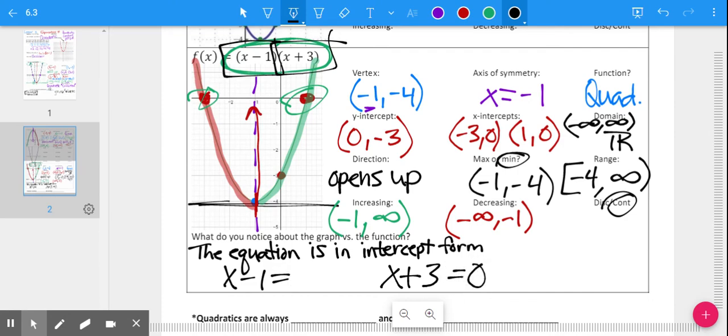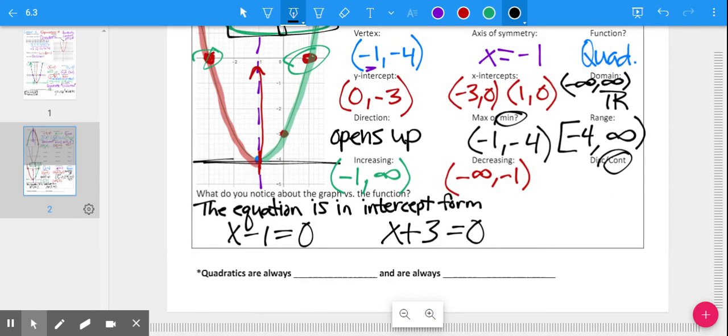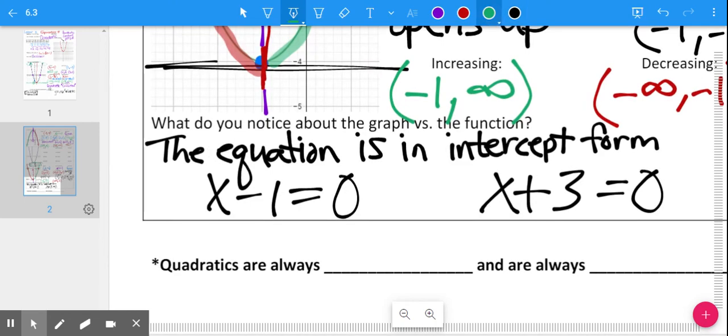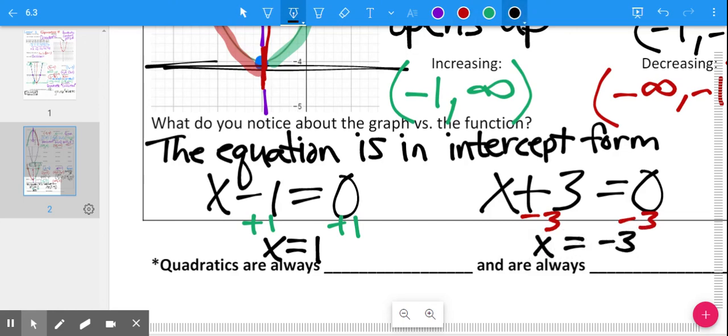So you're figuring out what is the input that makes my output 0. Solve these like you would any other one-step equation. We add 1 on both sides, and we're left with x equals 1. The other one, subtract 3 on both sides, and x equals -3.